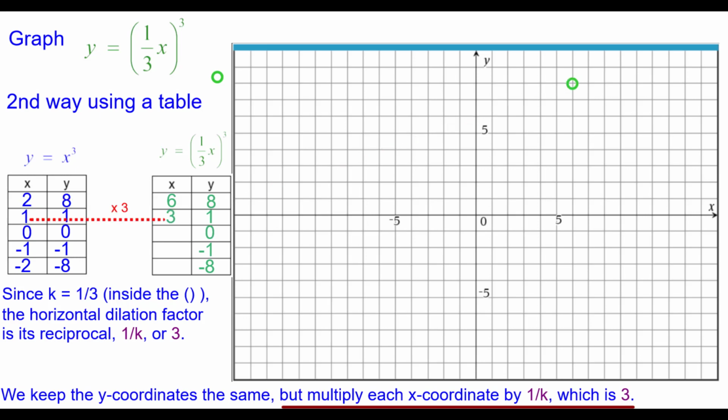1 times 3 is 3, 3, 1. The origin is left unchanged here. Go ahead and finish the last 2, press pause, and resume when you're ready. -1 times 3, -3, -1. And -2 times 3 is -6, -8.